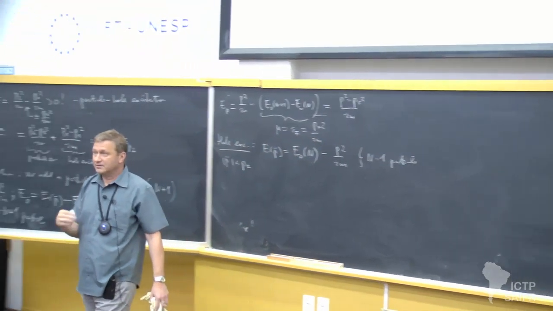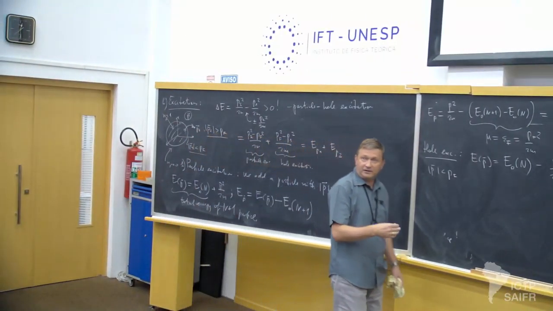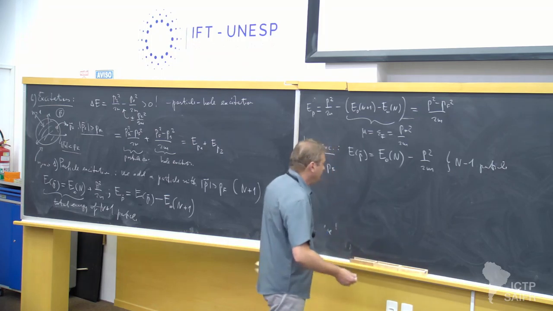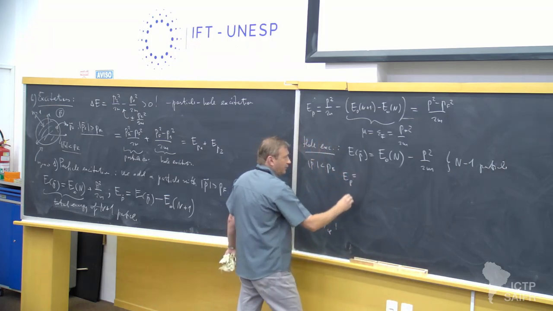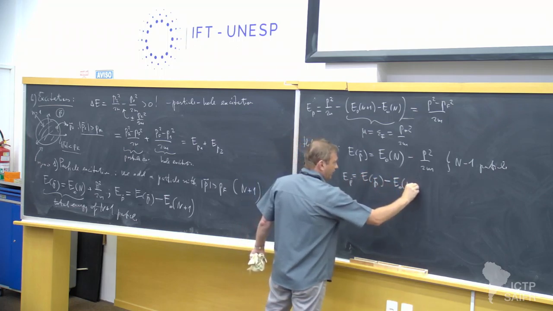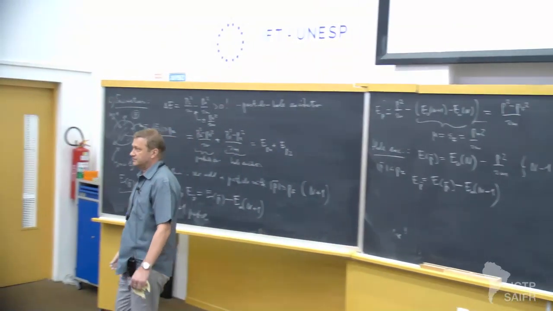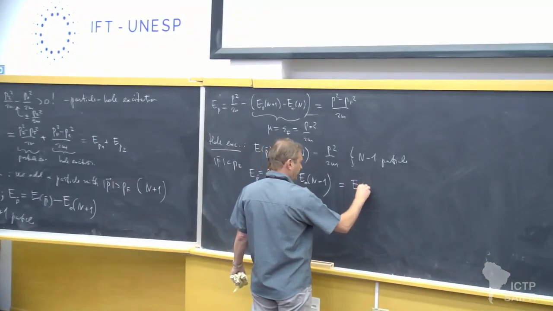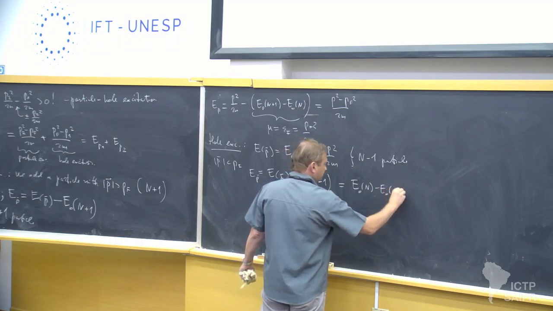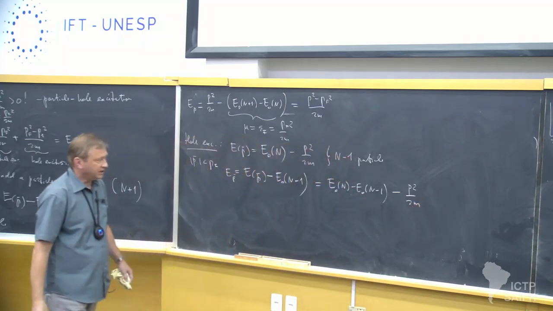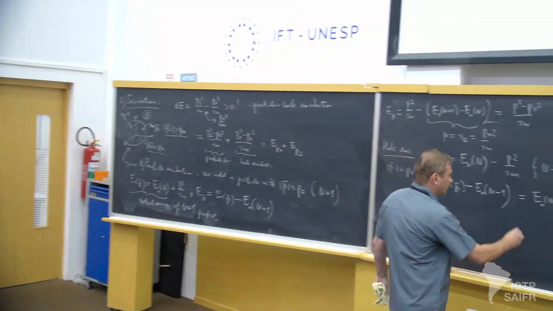To understand this, we have to compare it with the ground state of n minus 1 particles, to find out the excitation energy. So in this case, Ep would be this E of P minus E0 of n minus 1. That's exactly the excitation energy. And if you do things carefully, what you get is E0 of n minus E0 of n minus 1 minus p squared over 2m. Again, you recognize here the chemical potential.